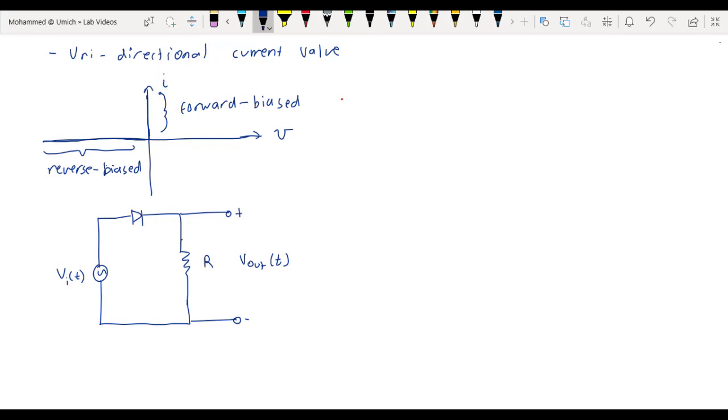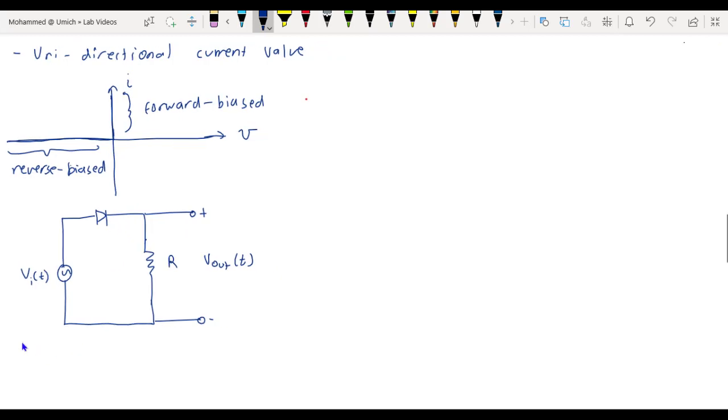When the input sinusoid is positive, this diode will be forward biased and current will flow through the diode in the forward direction. In the ideal case, the voltage drop across the diode would equal 0 volts, and therefore the output voltage will equal the input voltage. So case 1: when V in of t is greater than or equal to 0, V out of t is equal to V in of t.